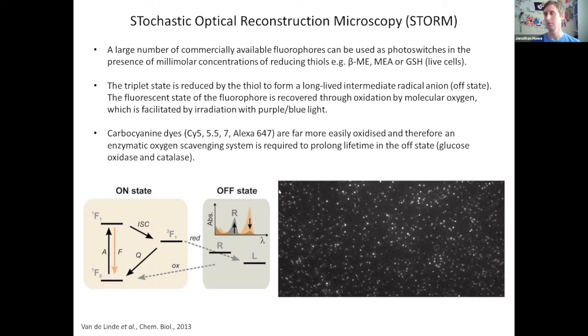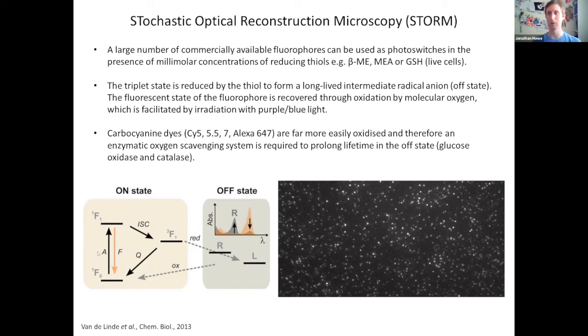So it turns out that a lot of these organic dyes undergo a photo switching process in the presence of millimolar concentrations of reducing thiols like beta-mercaptoethanol, and therefore if you bathe your sample in such a solution, then you can induce this photo switching to occur, and if you can get the conditions just right, you can make it such that the majority of the molecules are in the off state, and only a few of them in any frame are in the on state. So this is kind of demonstrated here in this electronic state diagram in the bottom left corner.